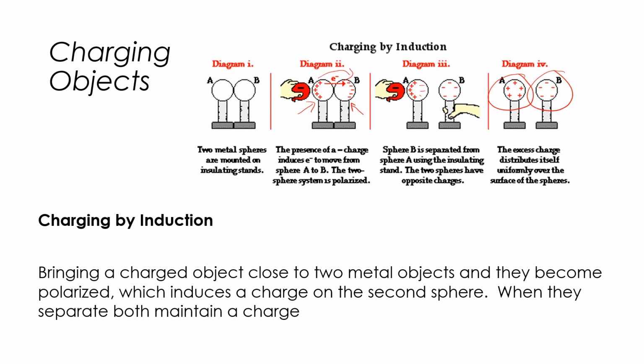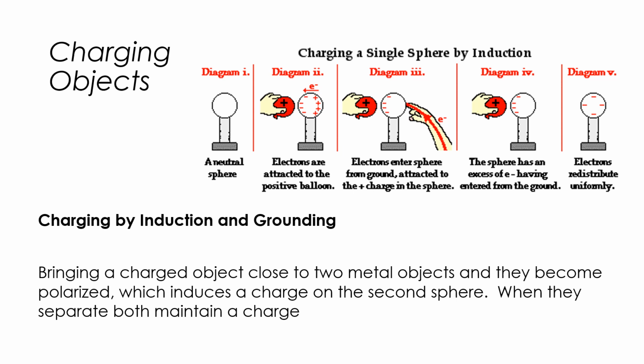Hopefully that makes sense. We also can do induction with grounding. So grounding is when you touch an object and you neutralize it. Okay, so by touching it, you can either add or take electrons away, and that will cause the object to be neutral. Because things don't really want to have a charge; they'd rather be neutral. Okay, but here's induction by grounding.